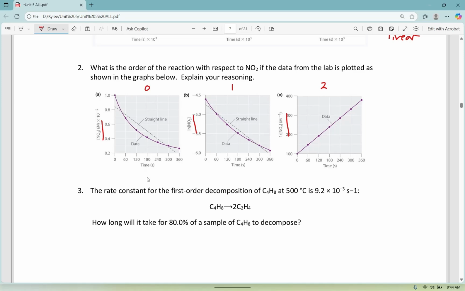So we can definitely see that graph 1 is not linear, graph 2 is not linear, but C is definitely linear. So I would say that this is second order. And my explanation is because the 1 over the concentration versus time graph is the linear plot.